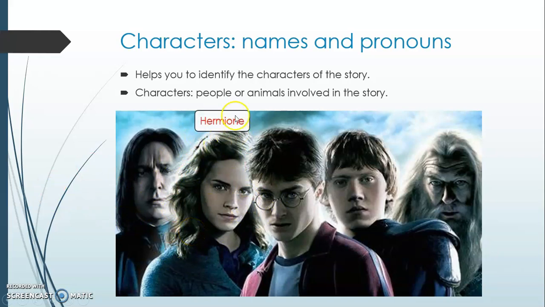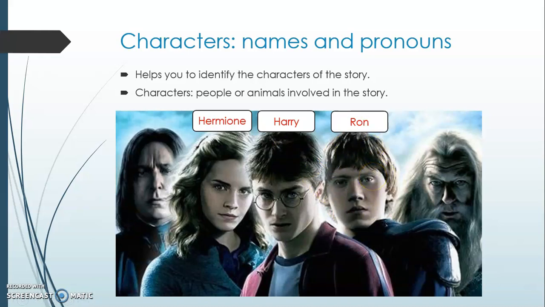So Hermione. Yes, good job. And what's going to be the pronoun for Hermione? She. Okay. Now we have Harry, which is the main character. And finally this guy. Do you remember the name? Yes, Ron Weasley, guys. These two, what is the pronoun for these two? They. And for only Harry is going to be he. Or for Ron is going to be he.